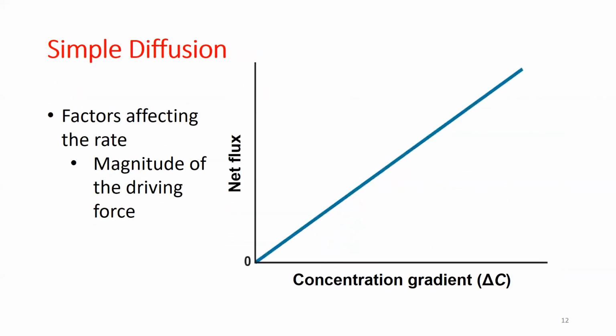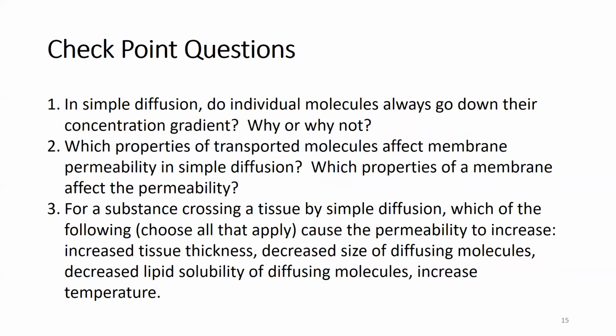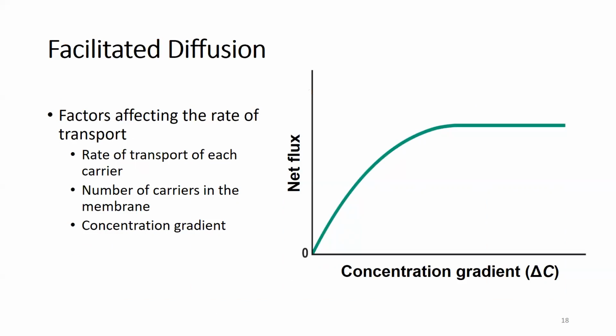All right. So for simple diffusion, we said that the net flux would increase as the concentration gradient increased. And that would go on into infinity. If you had more of a concentration gradient, you had more movement of particles. For facilitated diffusion, if you had more of a concentration gradient, the net flux or the net movement of particles would increase to a point where that graph begins to level off.